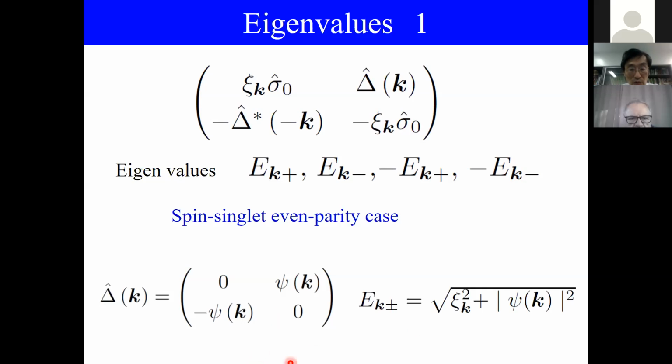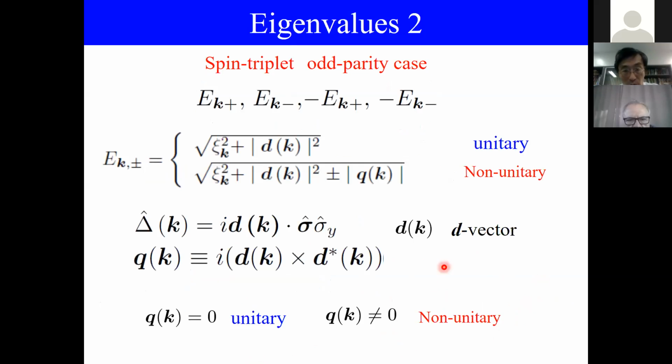First, we look at the spin singlet case. The energy spectrum is very simply written like that, quite similar to the conventional, very simplified BCS theory. Only the momentum dependence appears here. On the other hand, the spin triplet pairing case is a little bit complicated. If this vector, the so-called q vector, determined by d times d star, is 0, the energy spectrum is quite similar to the standard BCS one. On the other hand, if this value is non-zero, it should be modified like this. This is the so-called non-unitary pairing state.